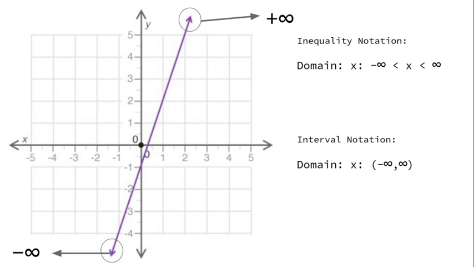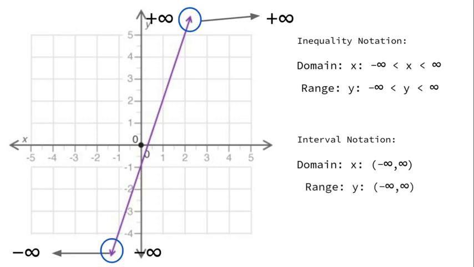And then for the range, the bottom of the graph goes all the way to negative infinity, and the top of the graph goes all the way to positive infinity. So the range happens to be the same here, only now we're talking about y. So negative infinity is less than y is less than infinity. And again, we'll use parentheses because it is not equal to at either of those values.